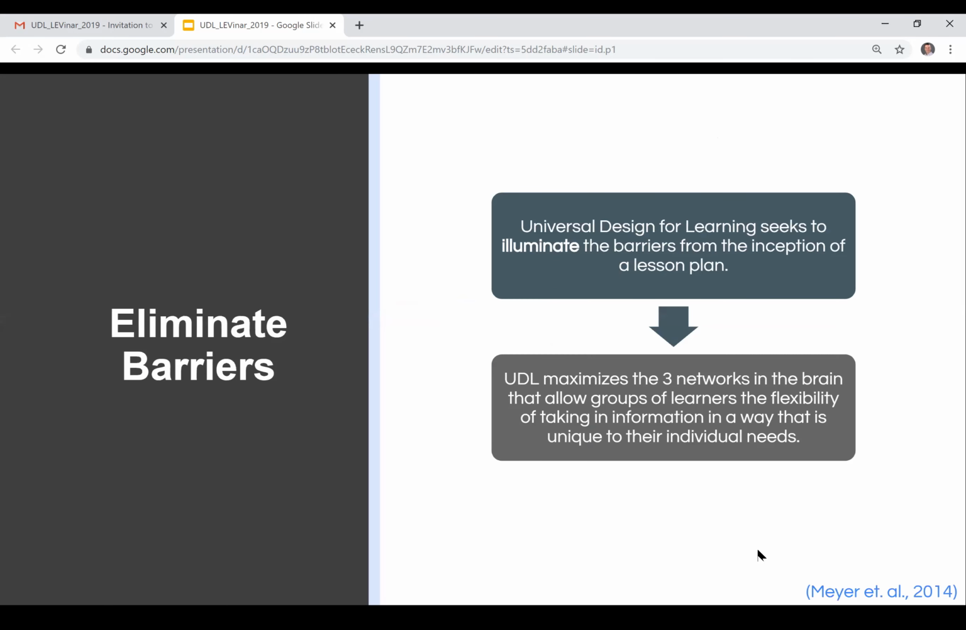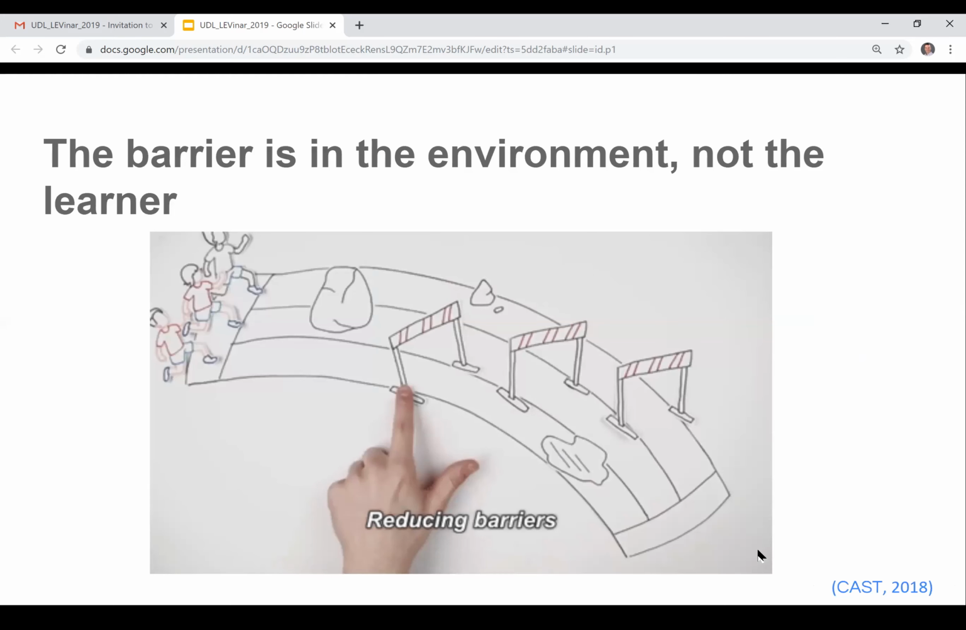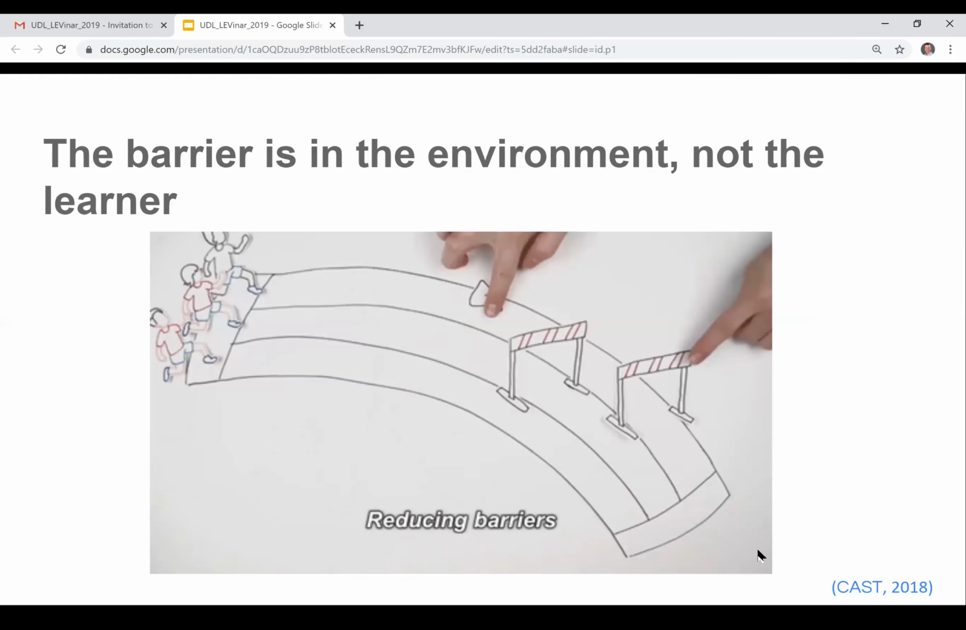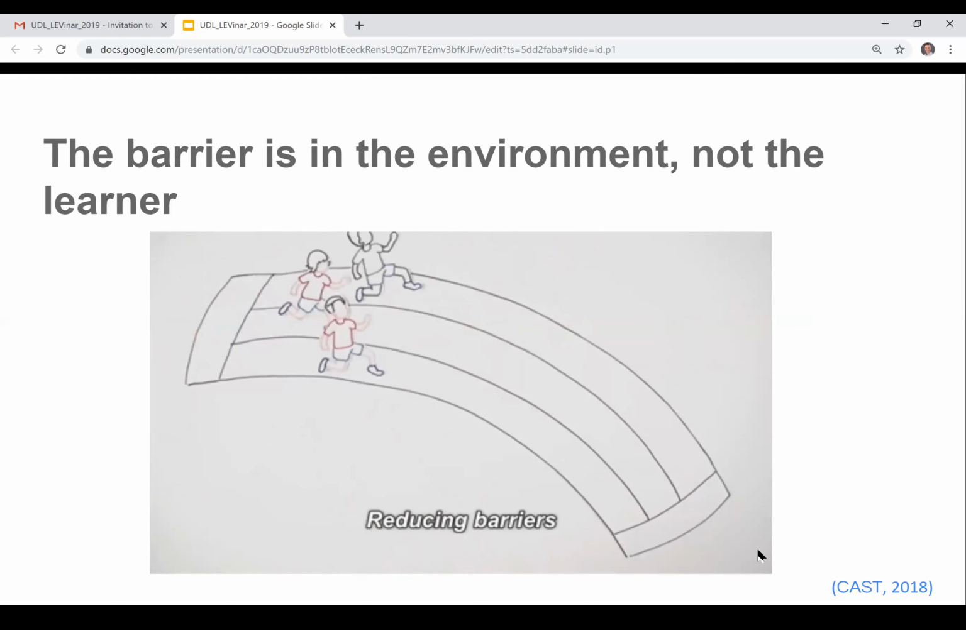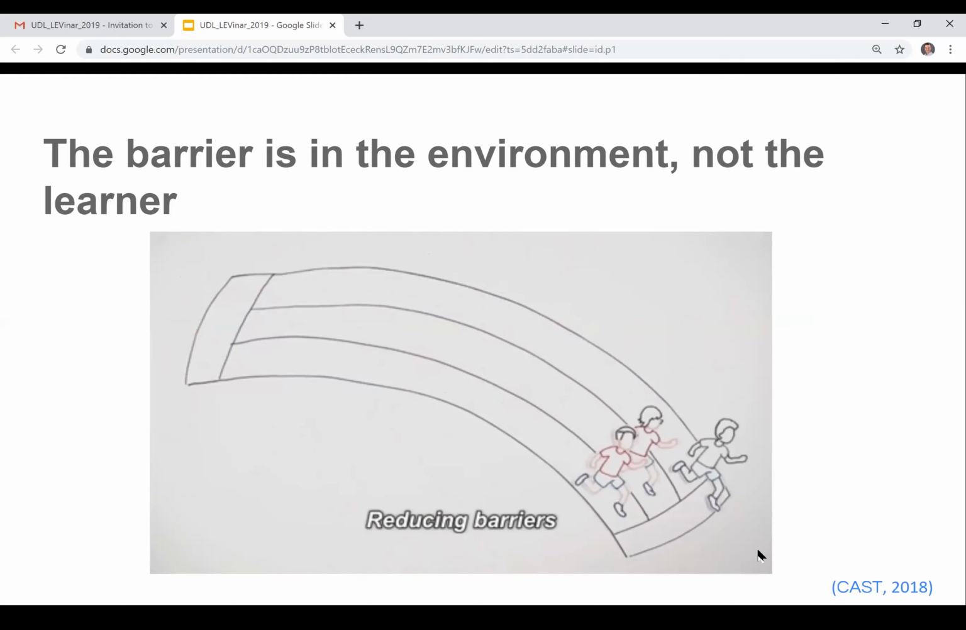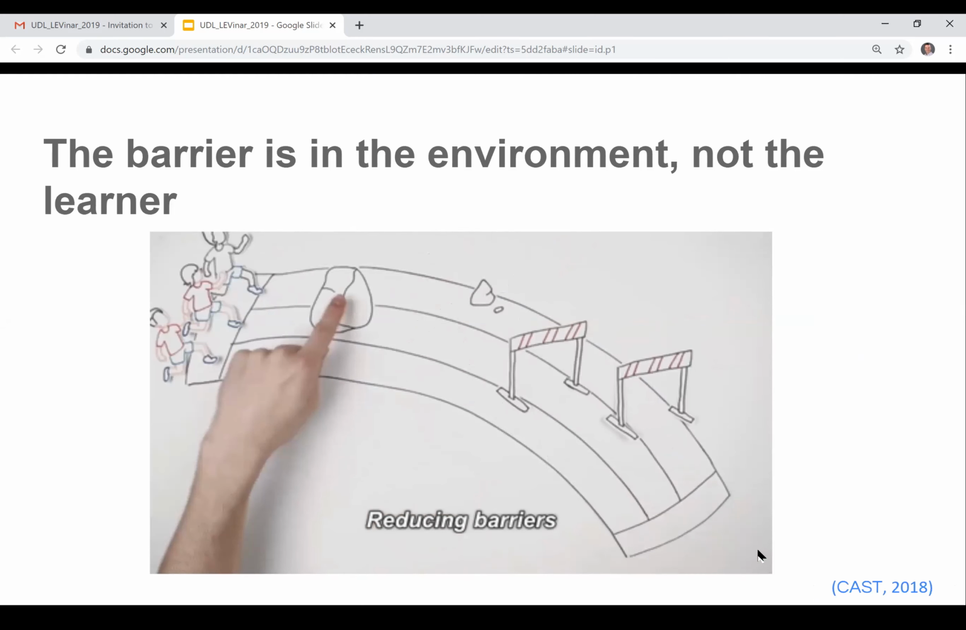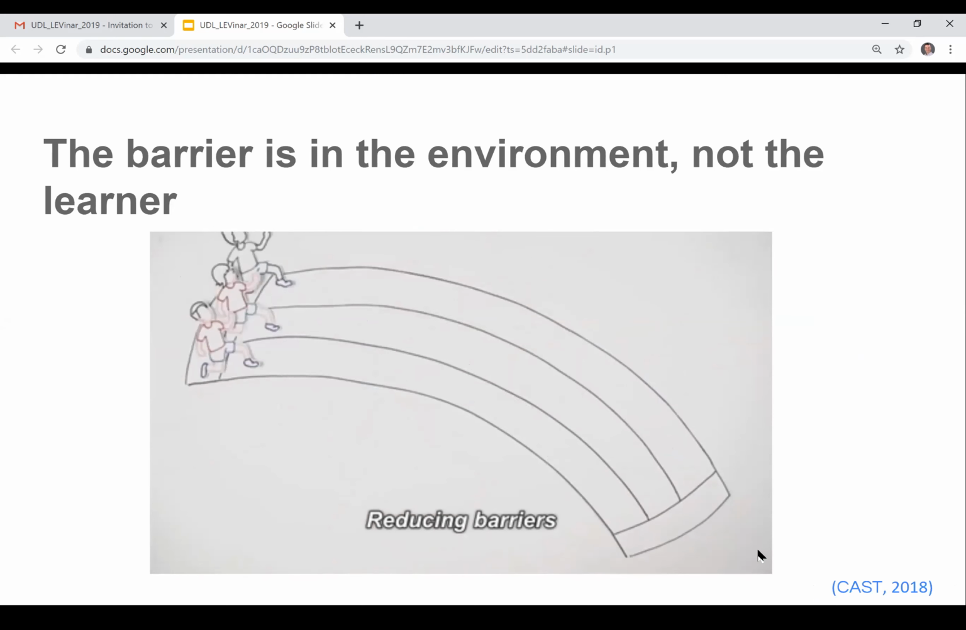The goal of Universal Design for Learning is to eliminate barriers. It seeks to eliminate the barriers from the inception of a lesson plan. UDL maximizes the 3 networks in the brain that allow groups of learners the flexibility of taking in information in a way that is unique to their individual needs. The barrier is in the environment, not in the learner. And the barrier, the environment, could include curriculum. So we need to stop trying to change students and start looking at the environment.